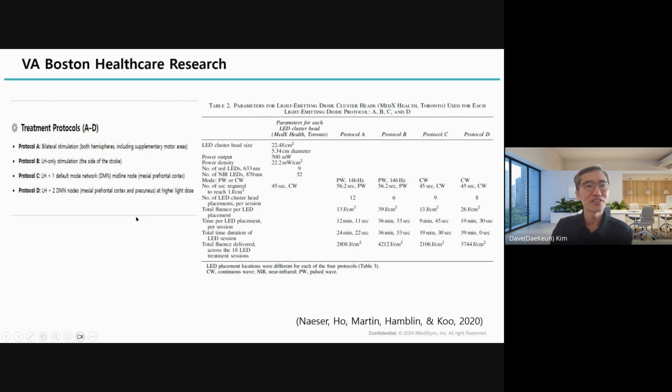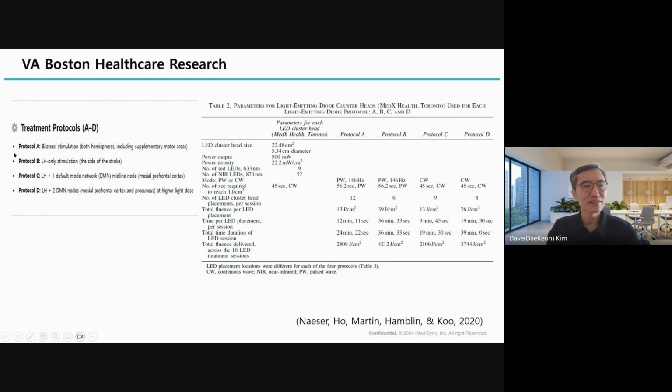The basic idea of this research is that they used different protocols: A, B, C, D. Protocol A is the bilateral stimulation, like the NEST study. Protocol B is the left hemisphere stimulation, because these patients usually have language problems, usually in the left hemisphere region. So protocol B is only focused on the left hemisphere, and protocol C is the left hemisphere plus 1 default mode network node, and protocol D, 2 default mode network nodes.